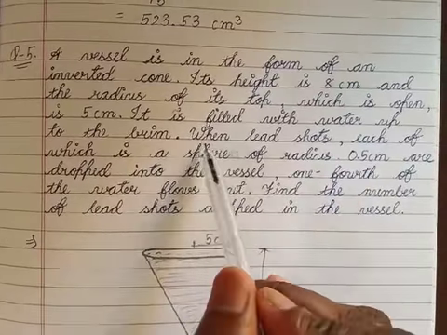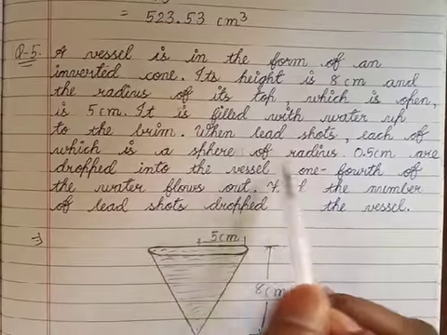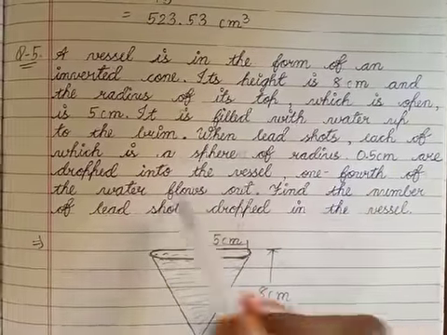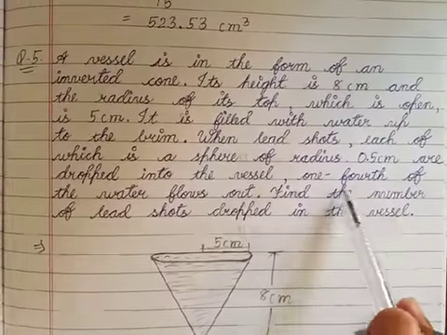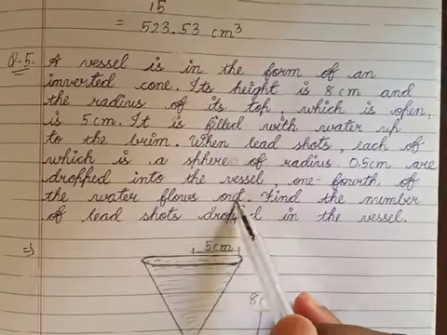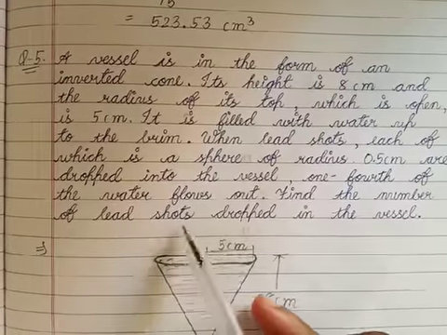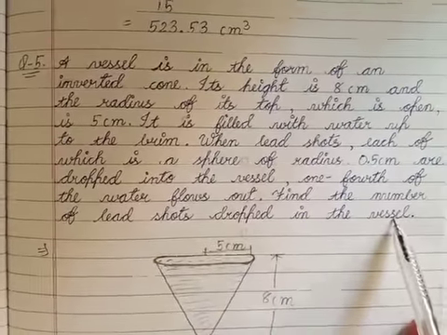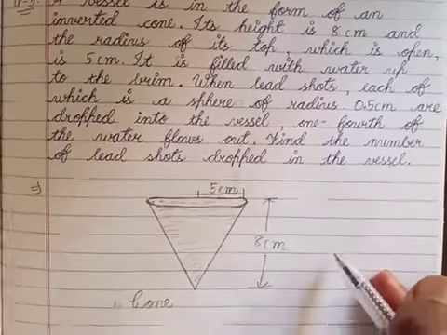Now what happened when lead shots, each of which is a sphere of radius 0.5 centimeter, are dropped into the vessel? 1/4 of the water flows out. Find the number of lead shots dropped in the vessel.